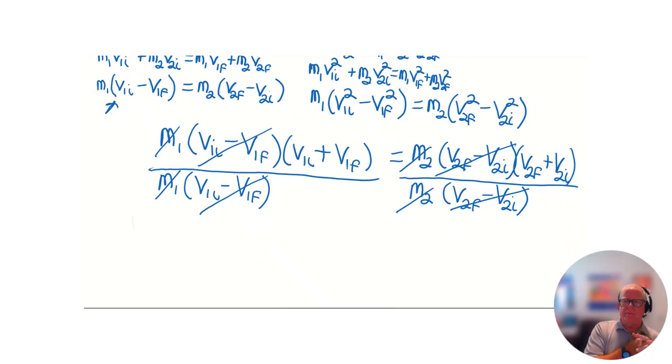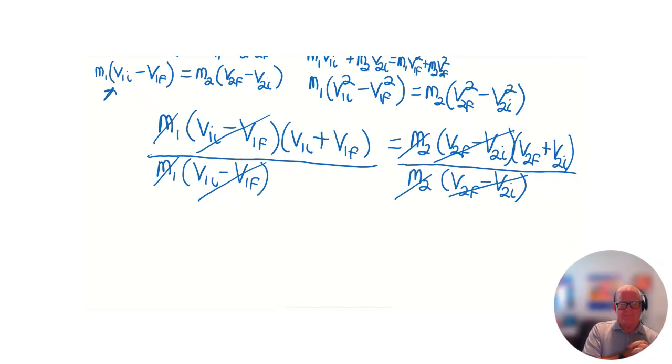And so that leaves me with a very simple formula. I have V1 initial plus V1 final is equal to V2 final plus V2 initial.